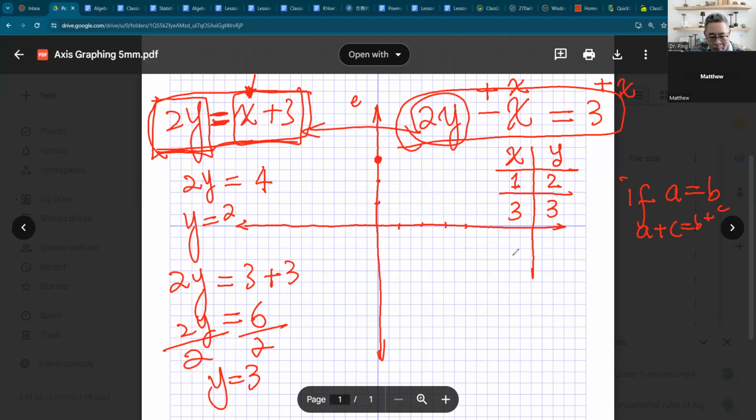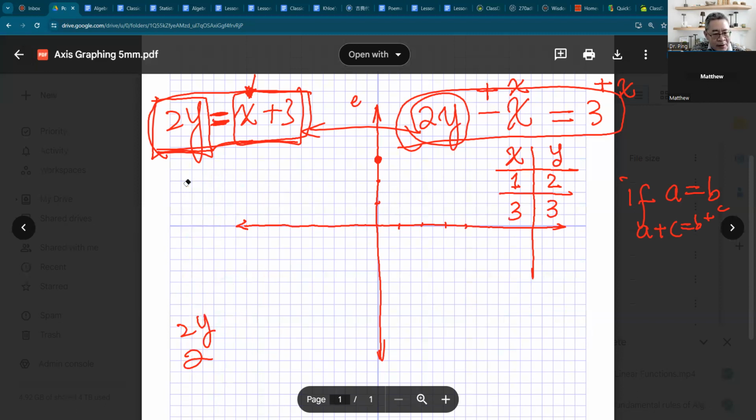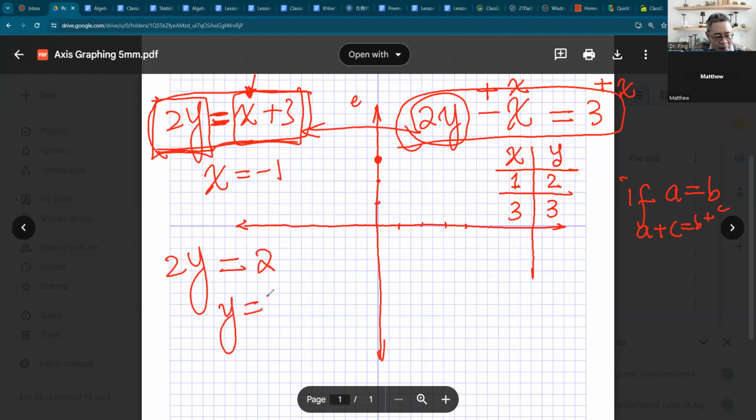So I want to find one more. Doesn't matter which one we do. I can say x equals -1. Now if x is -1, then we got 2y equals -1 plus 3, which is 2. Divide by 2 on both sides, y is 1. So -1, 1. Good. So we got 3 points.